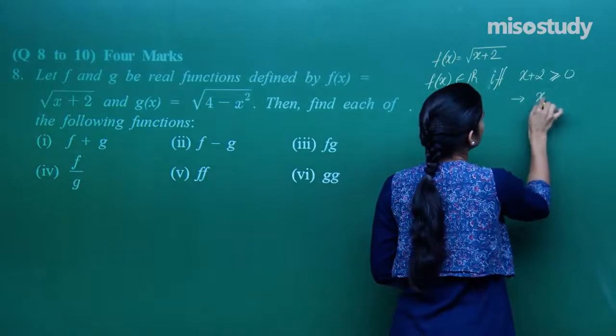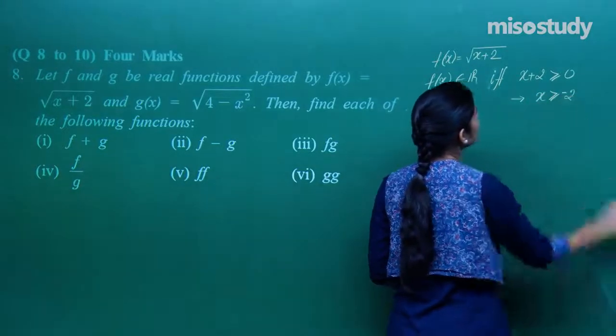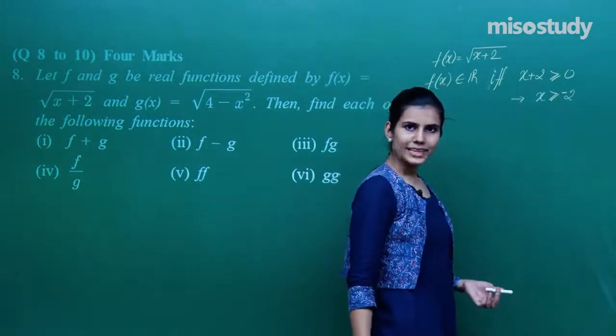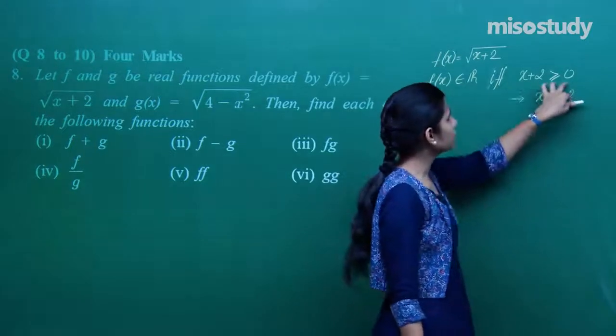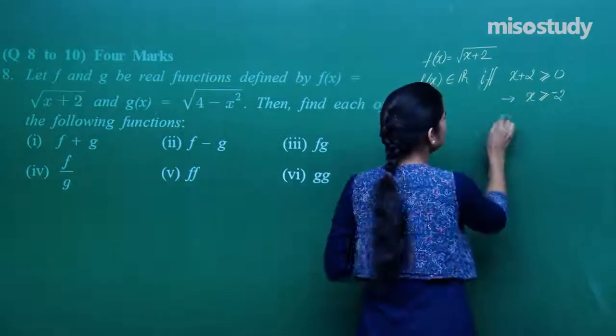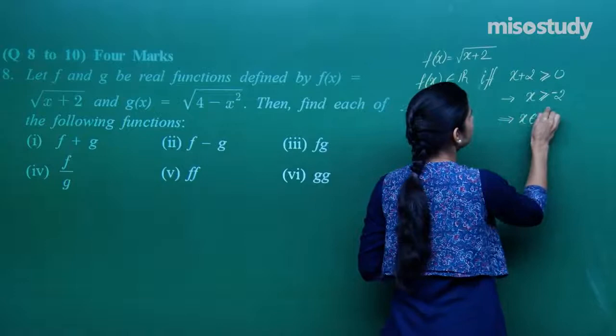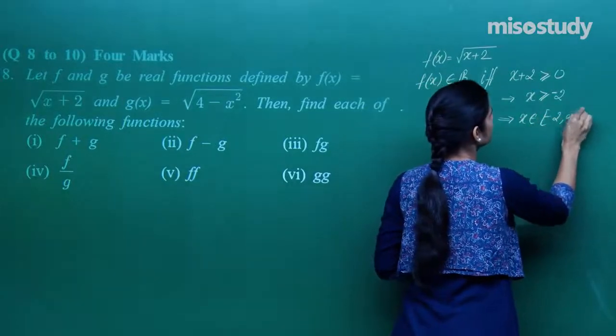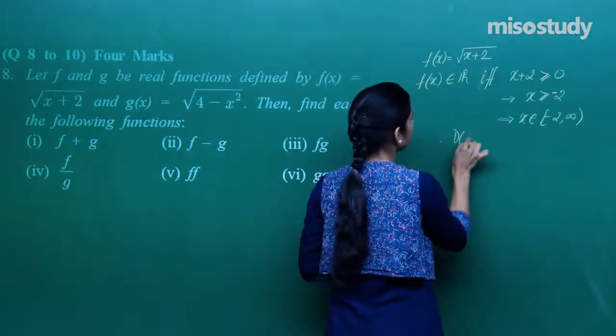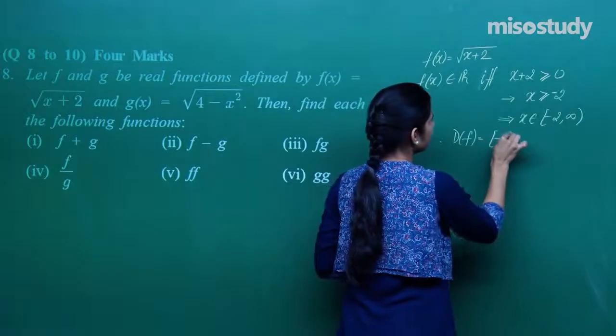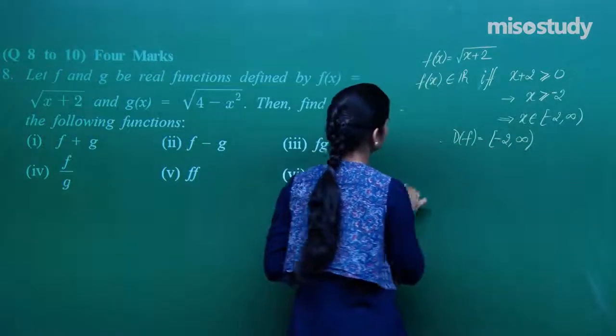X plus 2 is greater than or equal to 0, that means x is greater than or equal to minus 2. This implies x belongs to minus 2 to infinity. Therefore, domain of f is minus 2 comma infinity.